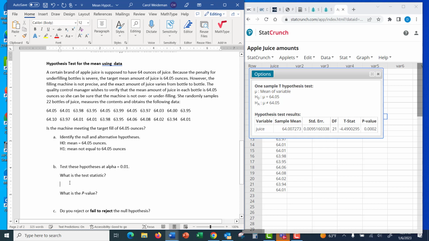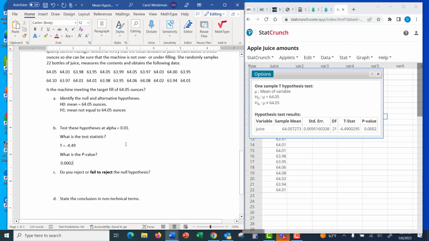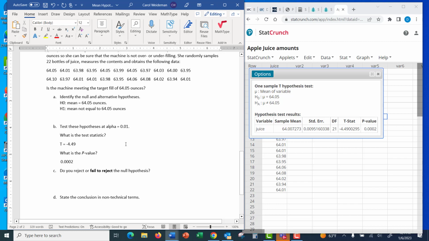So our test statistic here, again, it's a t, and we've got negative 4.49, and the p-value is pretty small. So it's 0.0002, which is definitely less than 0.01, and so we're going to reject this time. And we're going to say that we have evidence that it's not meeting the target fill of 64.05 ounces.